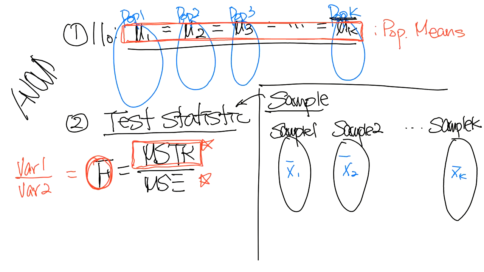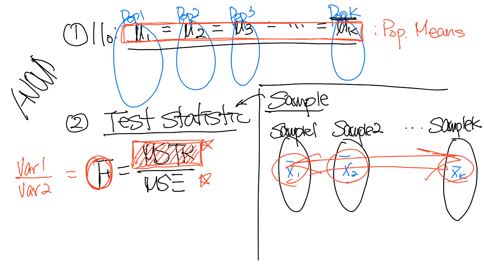But please focus on the MSTR. The MSTR is the between variance, right? So this is the variance between the sample means. Later, in step number 3, we are going to take the p-value from the F distribution, and then we are going to make the decision, right?